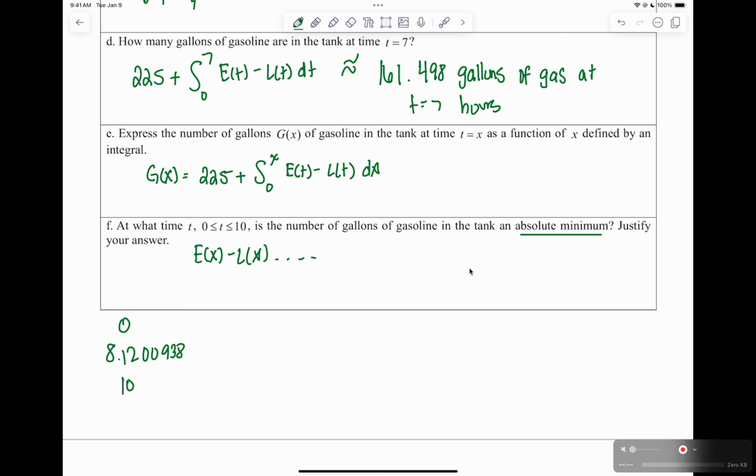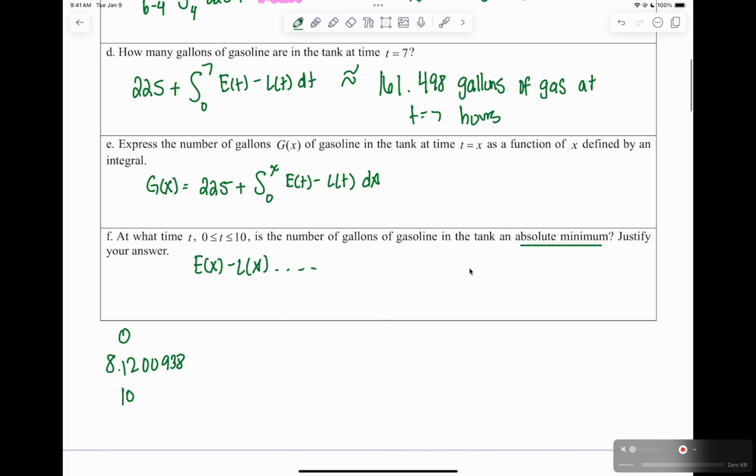Now, remember that we got to plug this into the original function, aka the one that we found in part E here. So this is going to be 225 plus the integral from 0 to 0 of E of t minus L of t dt. That should say t right here. And remember, one of the properties says that if you are taking the integral of the same number, so from 0 to 0, this is going to be 0. So of course, it would make sense at time is equal to 0 that we still have 225 gallons of gas.